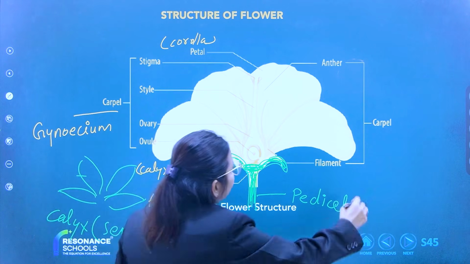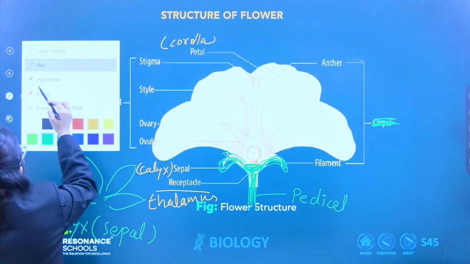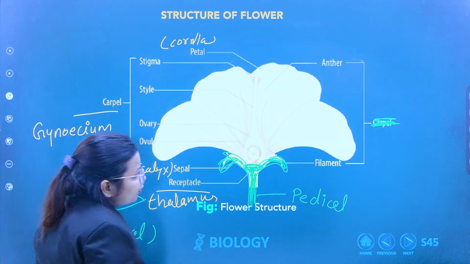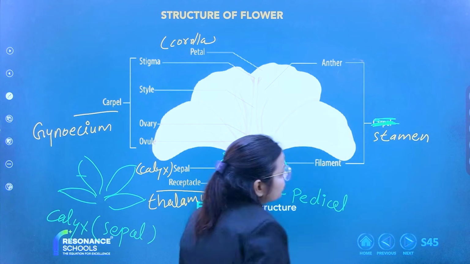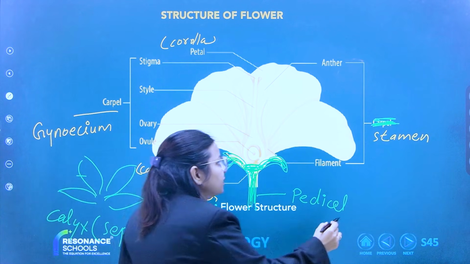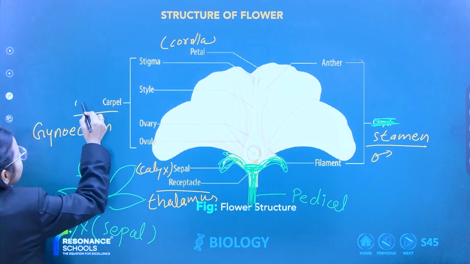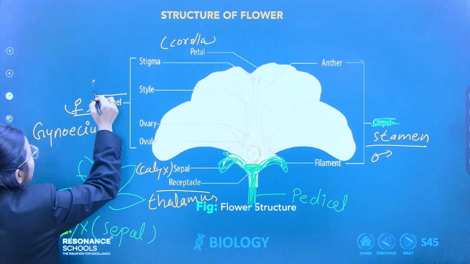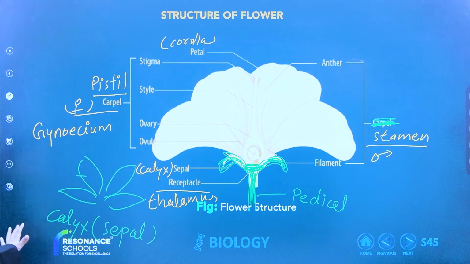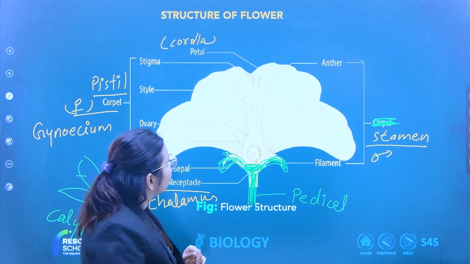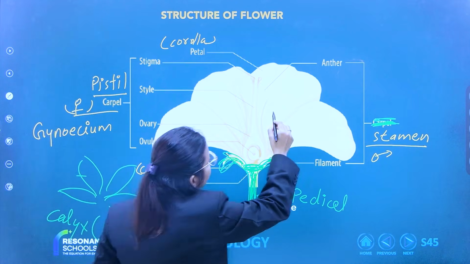Again, here it is not carpel, it is stamen. Please correct it in your PDF also. Make it stamen. So the male part is stamen and the female part is carpel. This is our female part. Carpel is also known as pistil. So this is the complete structure of a flower.